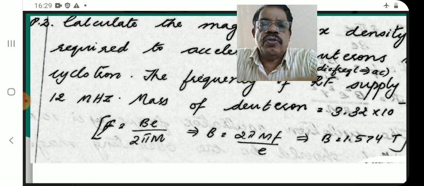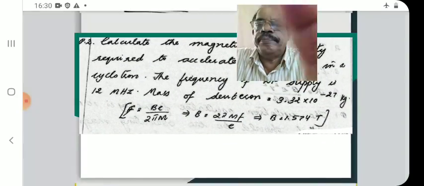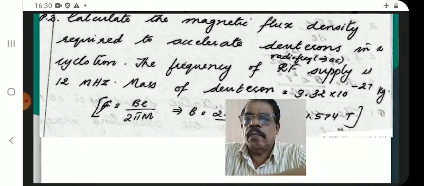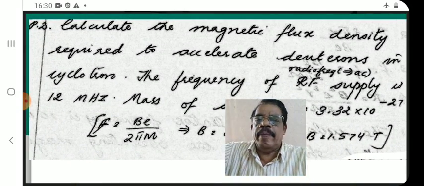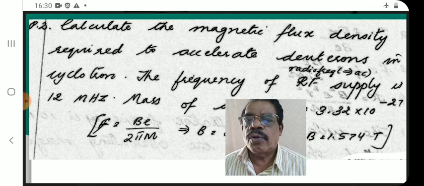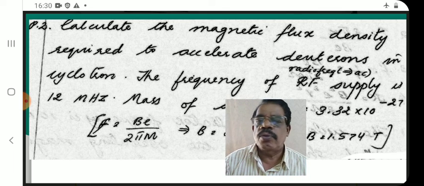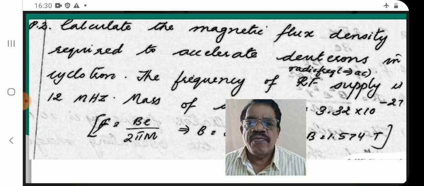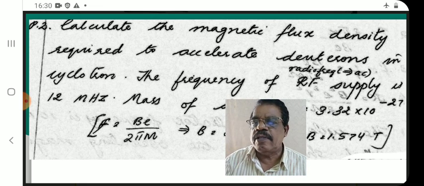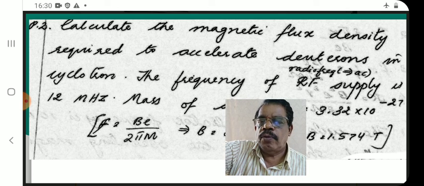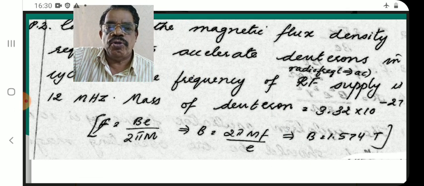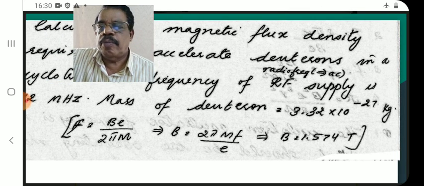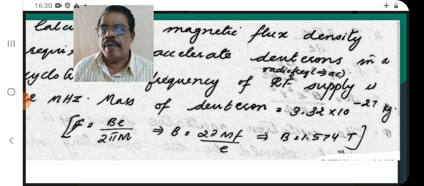Now next question. Calculate the magnetic flux density required to accelerate deuterons in a cyclotron. Deuterons are a particle, 1H2. The frequency of the RF supply is 12 megahertz. Mass of deuteron is 3.32 × 10^-27 kilogram.